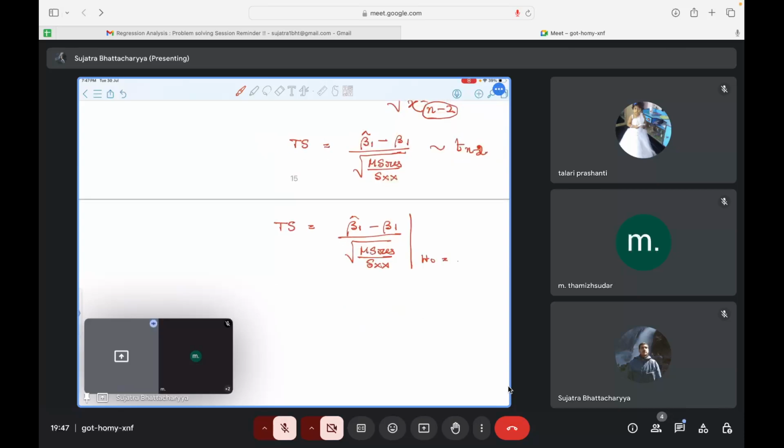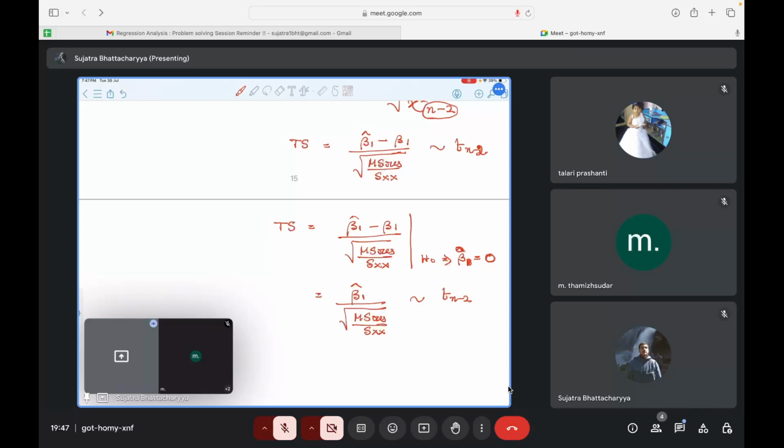And what is this H naught? That beta 1 is actually equal to 0. So just put it here. This becomes beta 1 cap divided by root over MS residual divided by Sxx. This is now actually a T n minus 2 distribution.